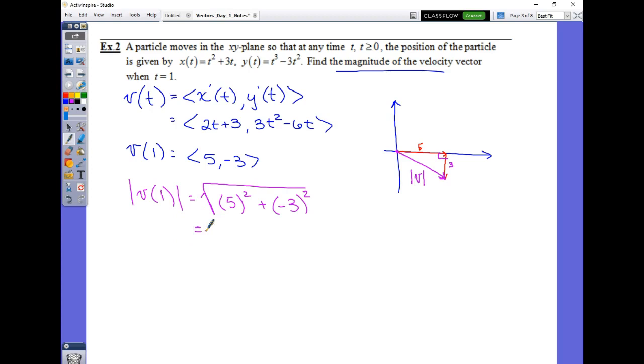So when I go through and do that, we get the square root of 25 plus 9, which is the square root of 34. My apologies, I apparently cannot add. And 34 is 2 times 17, which is not particularly useful. So at this point, folks, we are done.